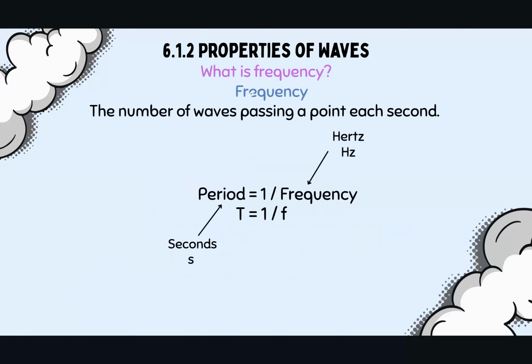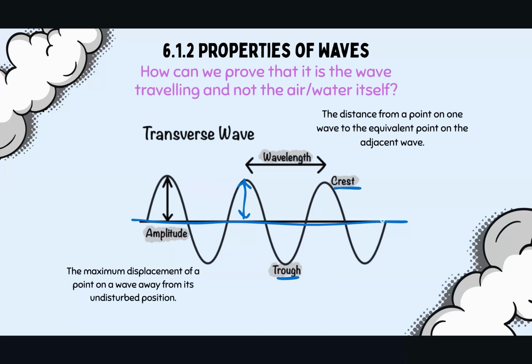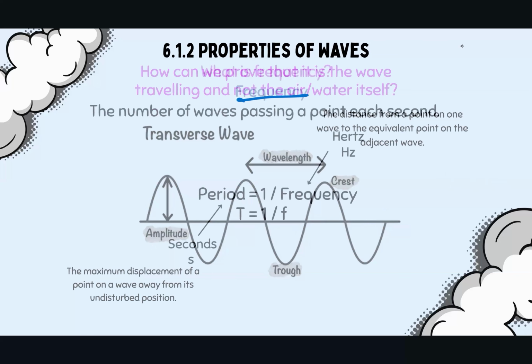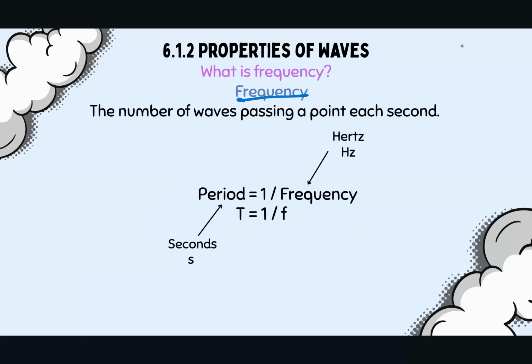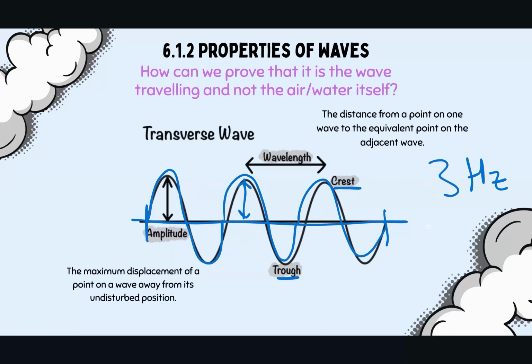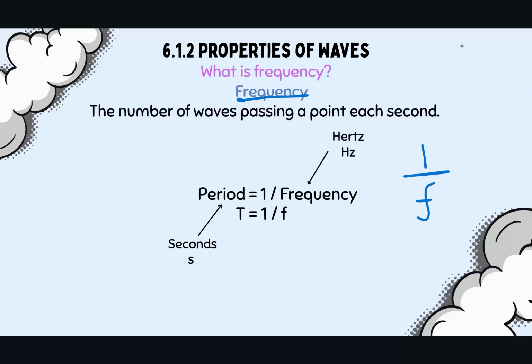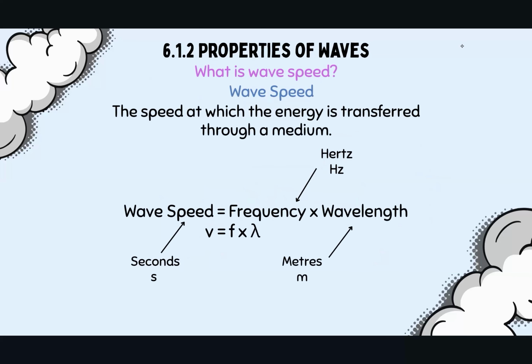Now, frequency. Frequency is the number of waves that pass each point per second. So we look here, if this was 1 second, then here we'd have 1, 2, 3 waves. So the frequency would be 3 hertz. How do we find out how long it takes for one wave to occur? You just do 1 second divided by the frequency. So in this case here, we do 1 divided by 3. So each wave lasted for a third of a second.